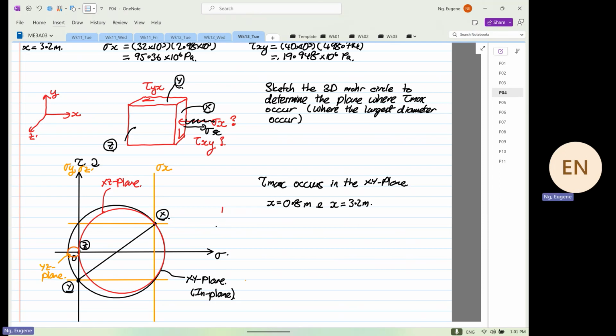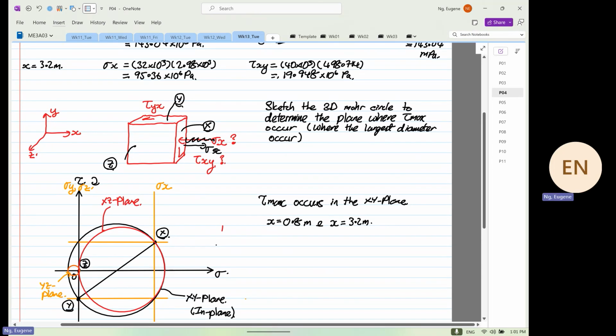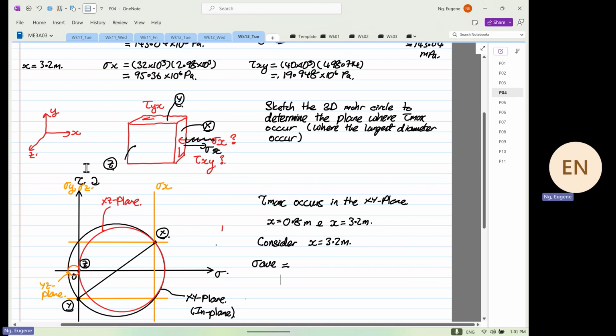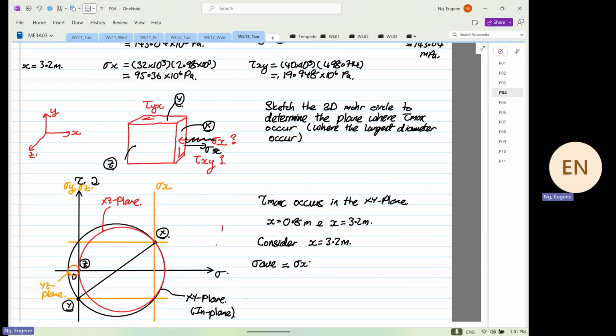So from here, I'm just going to analyze. Consider x is equal to 3.2 meters. So we know that the stress average will be equal to what? The stress average, which is equal to stress x plus stress y divided by 2. So we know that stress y is equal to 0. Stress x is equal to what?